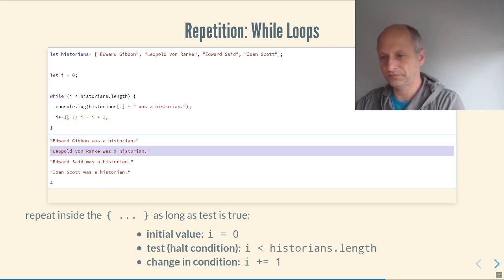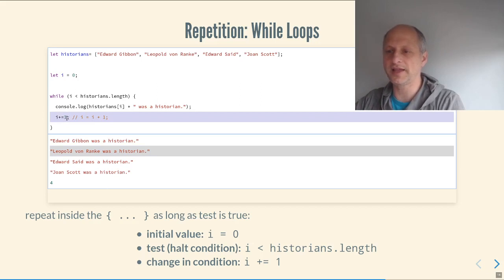By the time we're done, I is set equal to 4. 4 is not less than the length of historians. In fact, 4 is equal to the length of historians, and so we no longer run this code. We're done with this part of our code, and we move on to the next instruction.